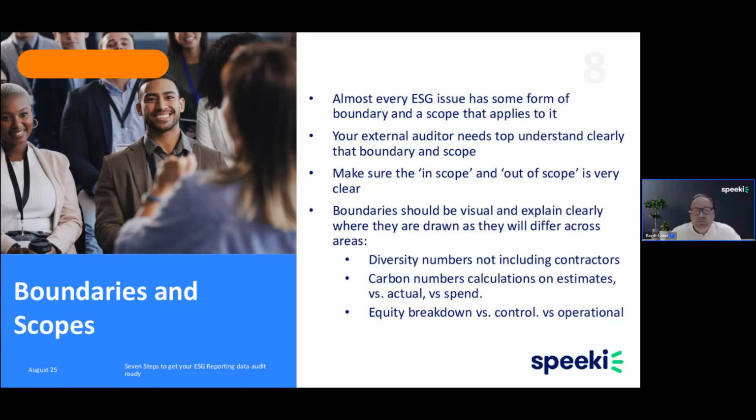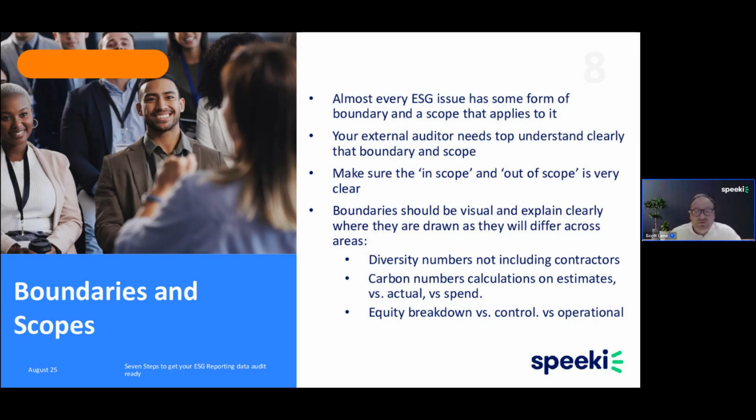So I need to understand your boundaries and scopes, and how your boundaries being drawn could be different in different parts of the company. Let me explain. Let's look at diversity numbers or employee numbers. In some cases, the boundary may include contractors. Other cases, it may not. It may be just employees. You decide the boundaries. We need to articulate them very clearly so the auditor can understand them.